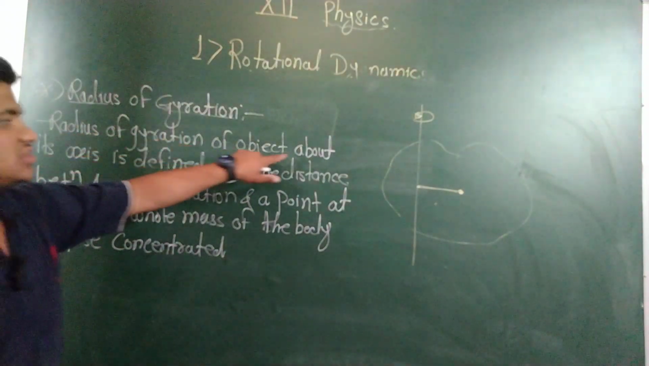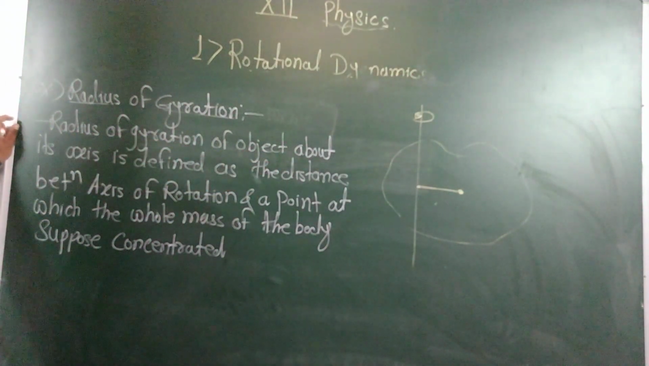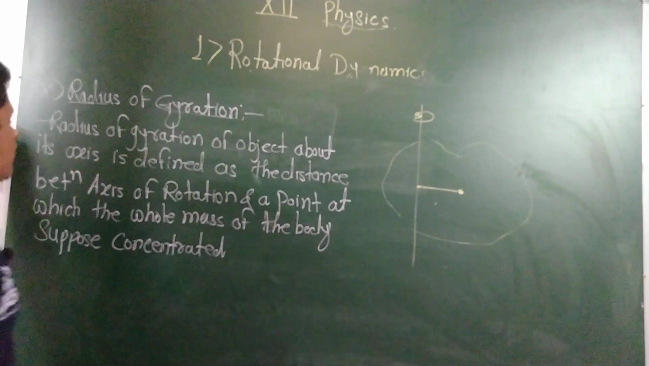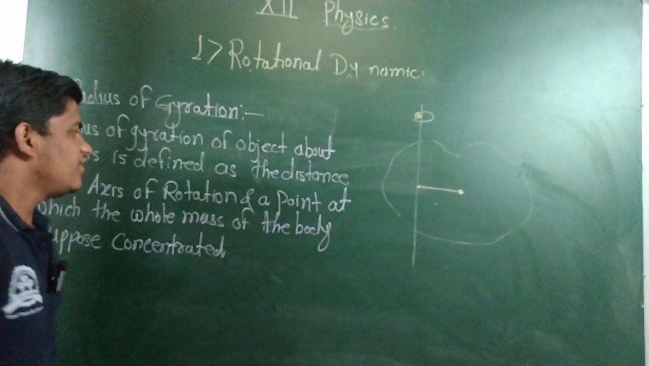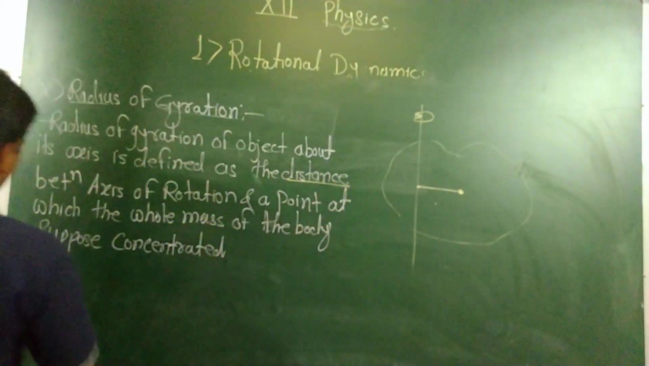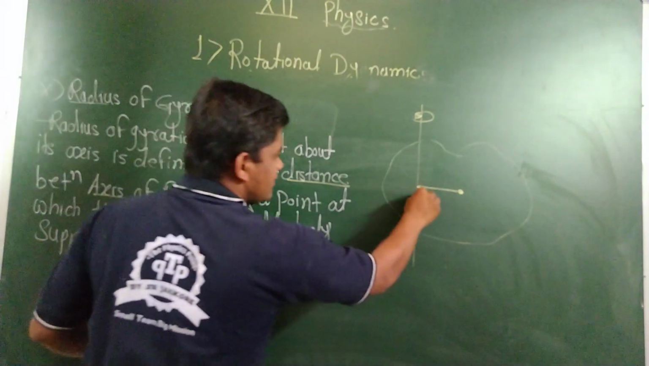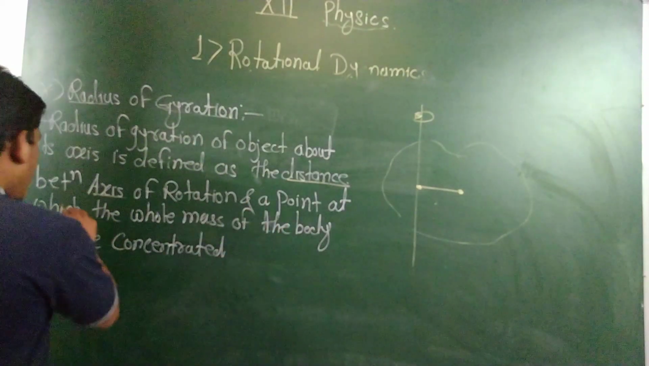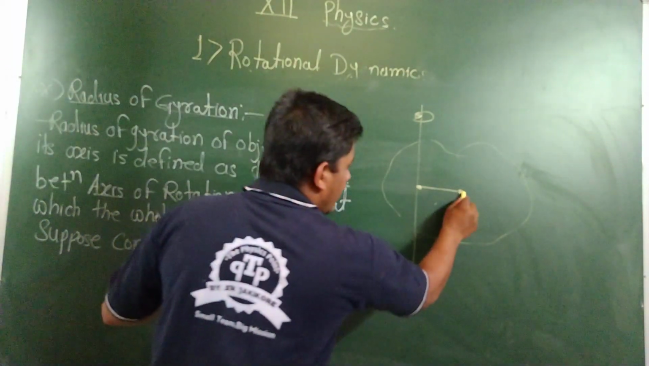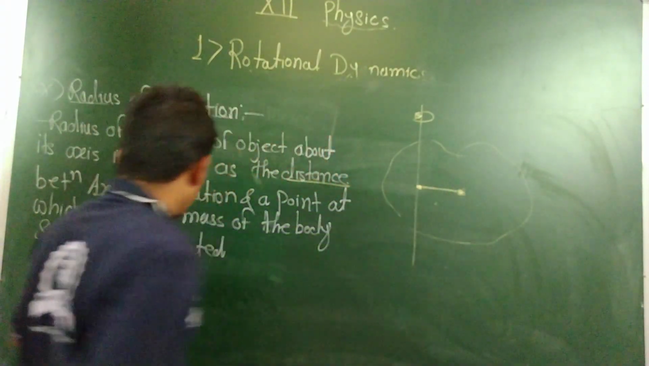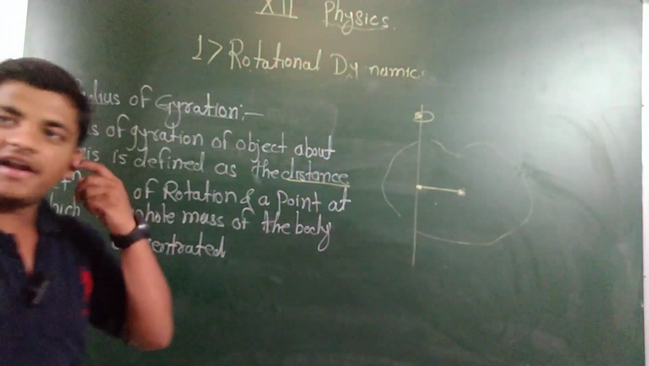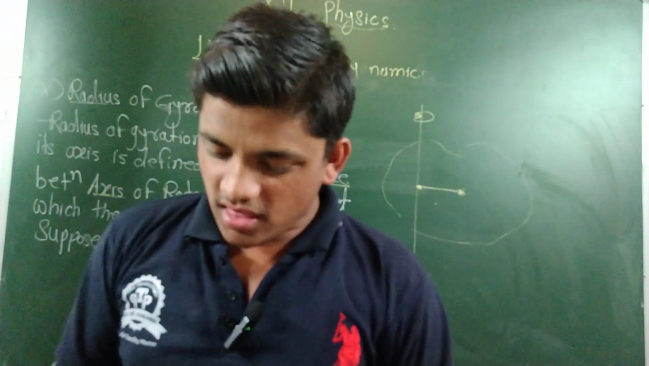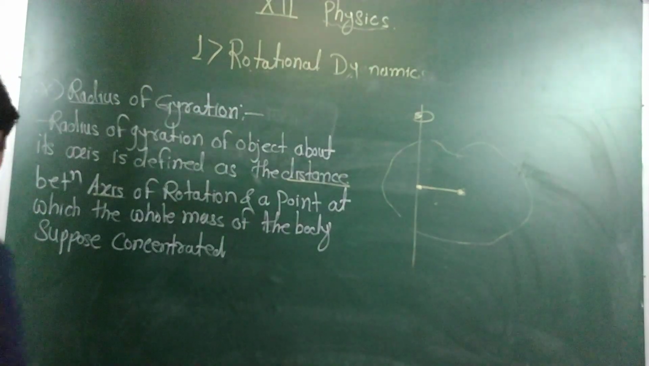The radius of gyration of the object about its axis of rotation is defined as the distance between the axis of rotation and a point at which the whole mass of the body is supposed to be concentrated. This is the radius of gyration. Mathematically, how is the radius of gyration calculated?